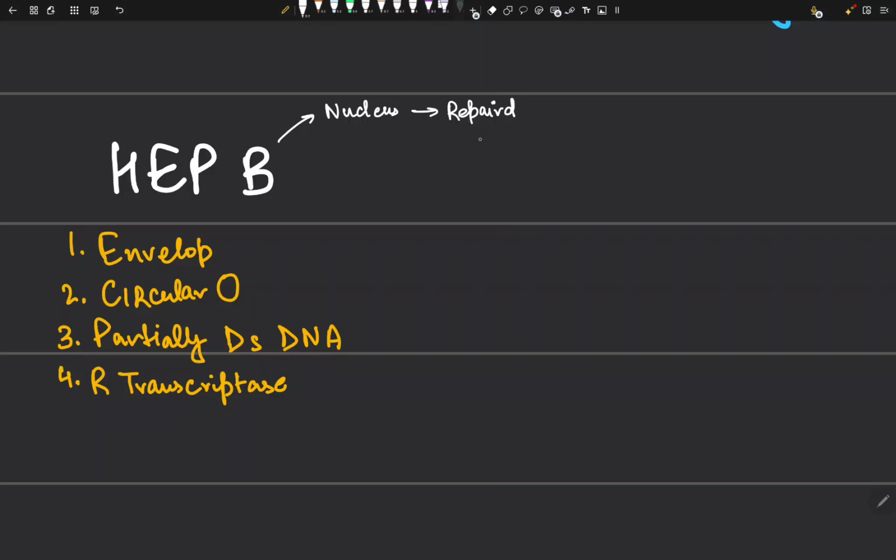And then the host enzymes make the mRNA. So the host is actually making the messenger RNA. And then the reverse transcriptase converts the pre-genomic RNA back into DNA. So that's pretty cool, I think.